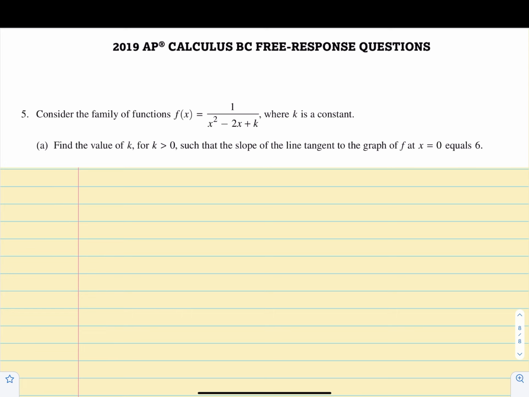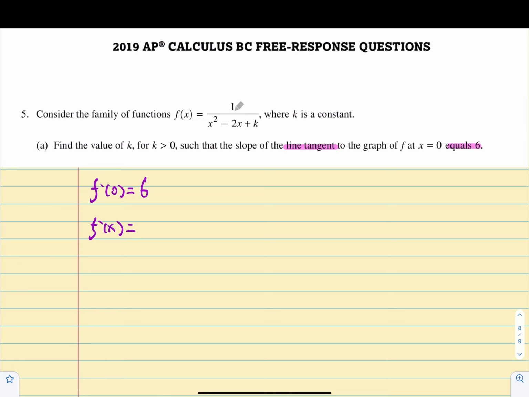This means the slope of the tangent line when x equals 0 is 6. Or else we can say that f'(0) will equal 6. So we need to take the derivative of this function to find the derivative of f(x).